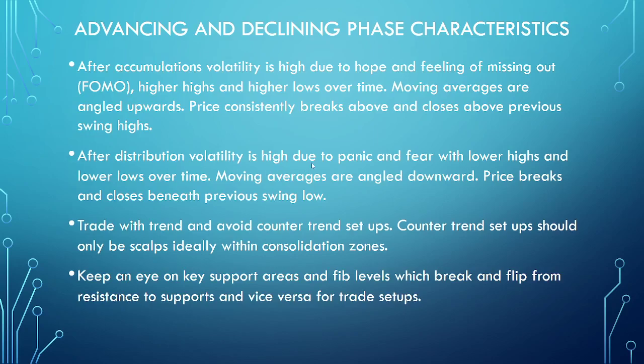After distribution, volatility is high due to panic and fear, with lower highs and lower lows over time. Moving averages are angled downward, and price breaks and closes beneath previous swing lows. Ideally, you want to trade with trend and avoid counter trend setups. Counter trend setups should only be scalps, ideally within consolidation zones. Keep an eye on key support areas and fib levels, which break and flip from resistance to supports, and vice versa for trade setups.